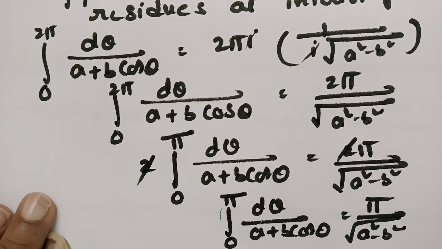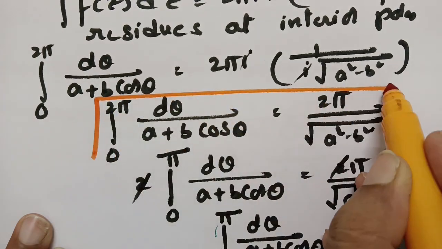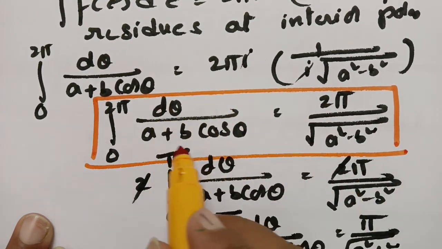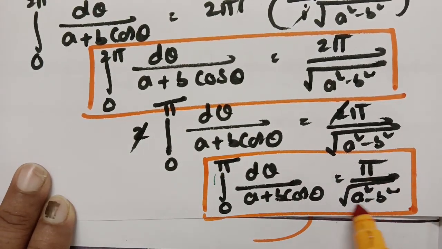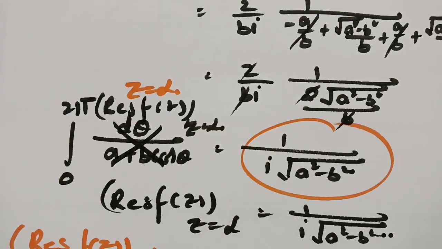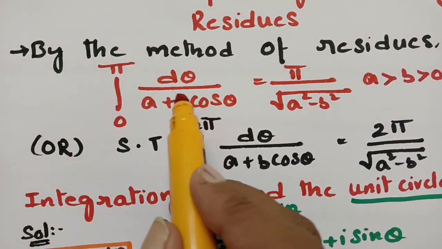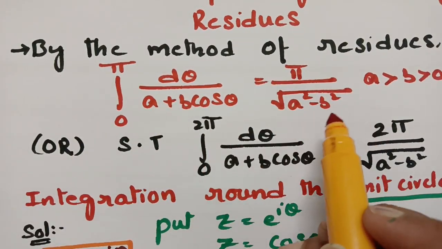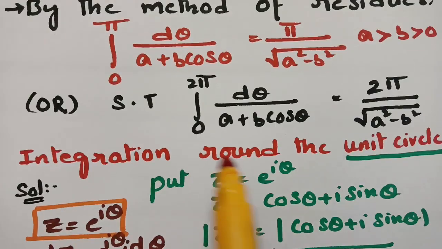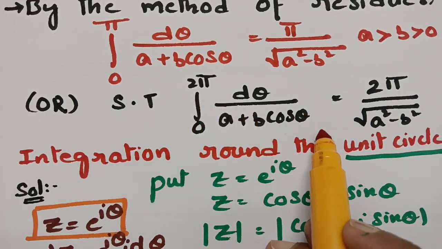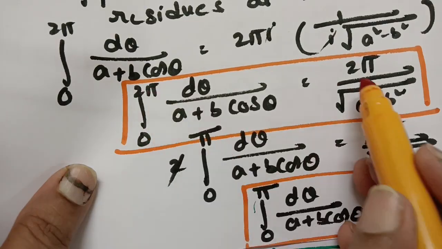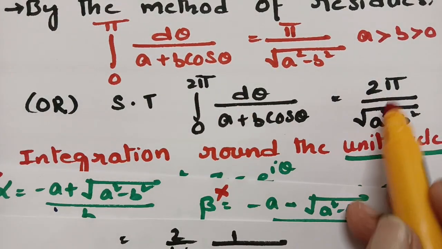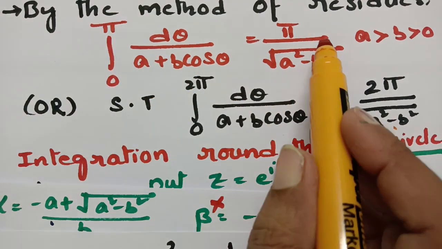So now we got the two values: the integral 0 to 2 pi d theta by a plus b cos theta is this one, and the integral 0 to pi has the value pi by root over a square minus b square. So this is how we have to solve, and let me explain once again. First of all, it is asked to show that the integral 0 to pi d theta by a plus b cos theta is pi by root over a square minus b square. And again we have to show that the integral 0 to 2 pi d theta by a plus b cos theta is equal to 2 times that. That's what I have shown. For 0 to 2 pi, it is 2 pi by root over a square minus b square. For 0 to pi, it is only pi by root over a square minus b square.